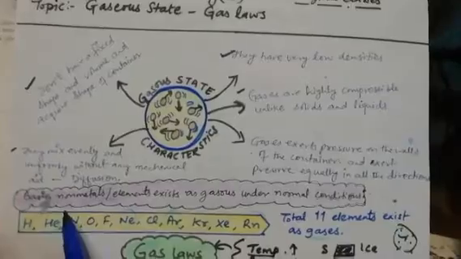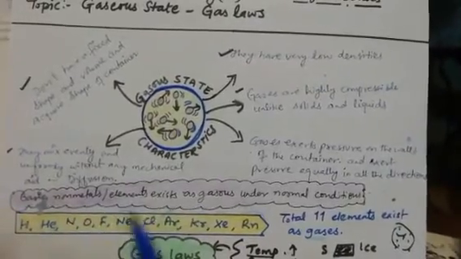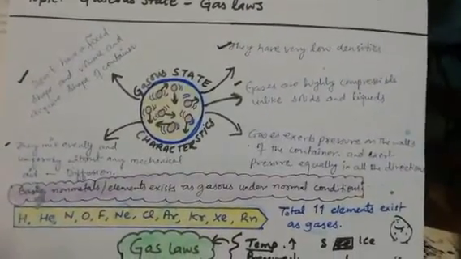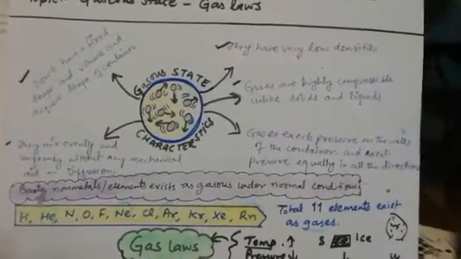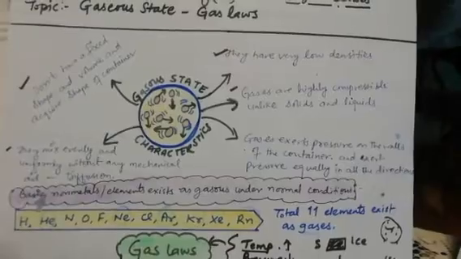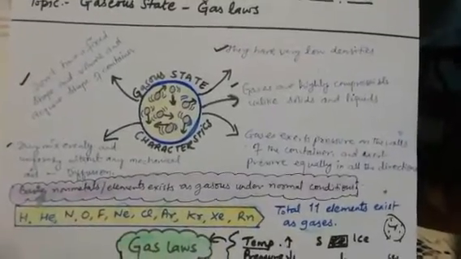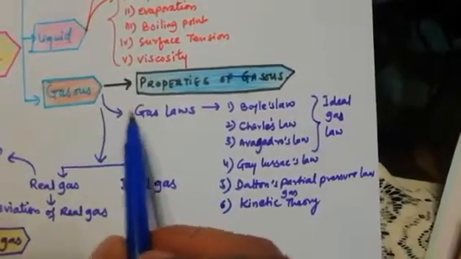We also studied the non-metal elements that exist as gases under normal conditions. There are a total of 11 elements that exist as gases: hydrogen, helium, nitrogen, oxygen, fluorine, neon, chlorine, argon, krypton, xenon and radon. After this we studied the gas laws.